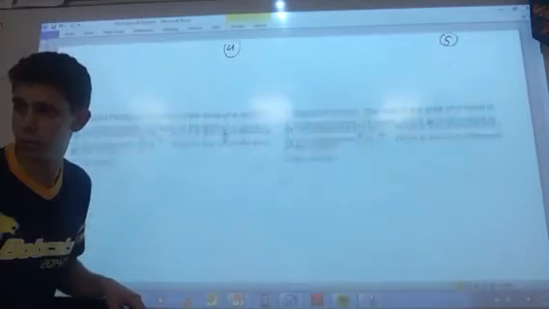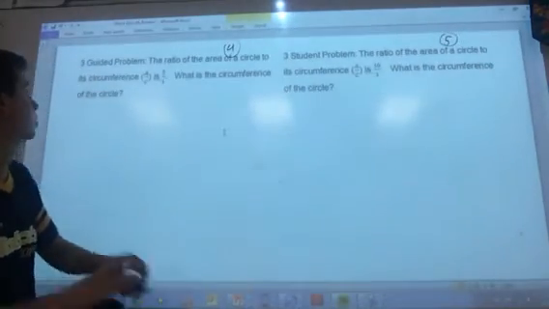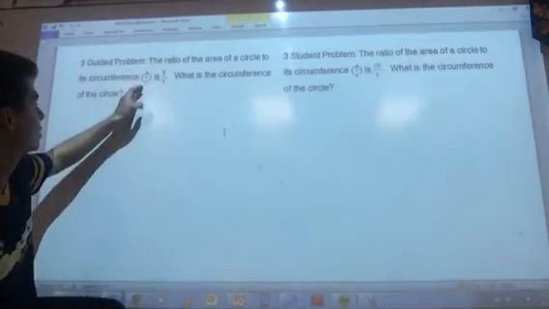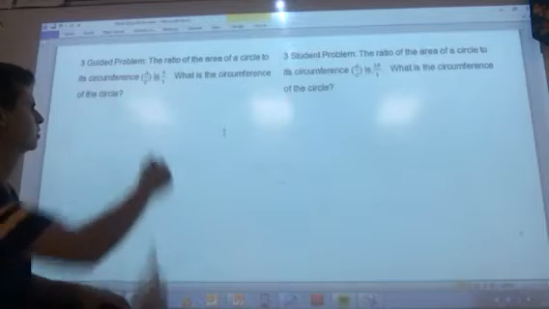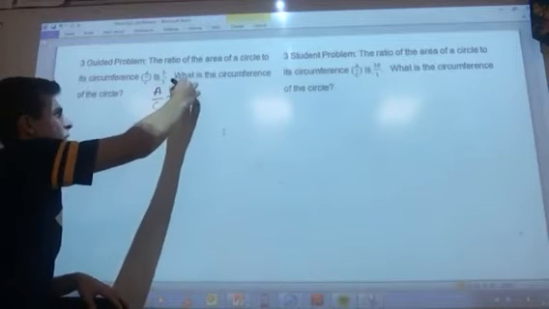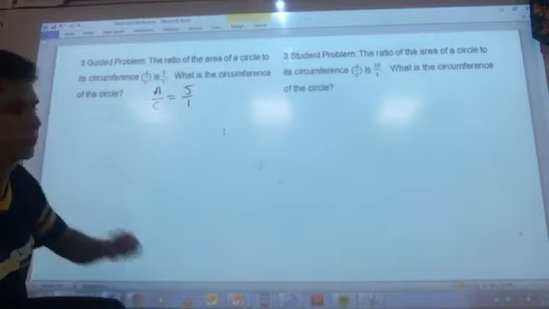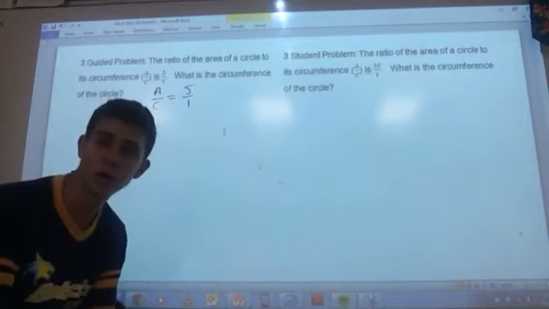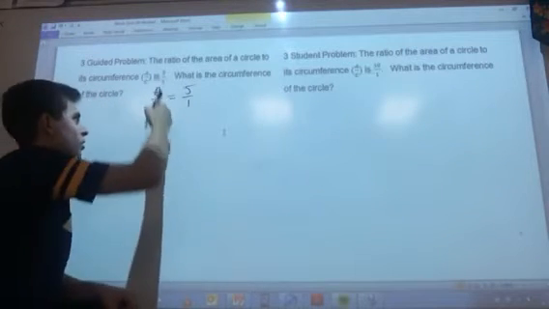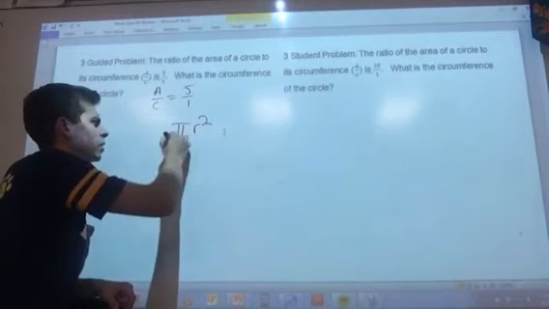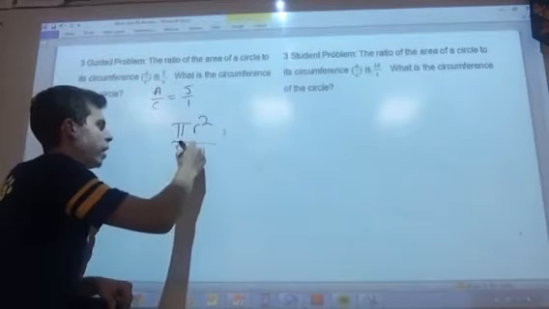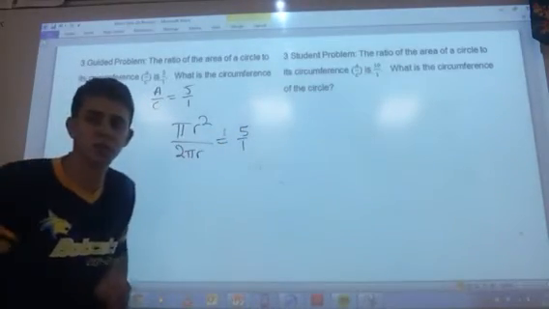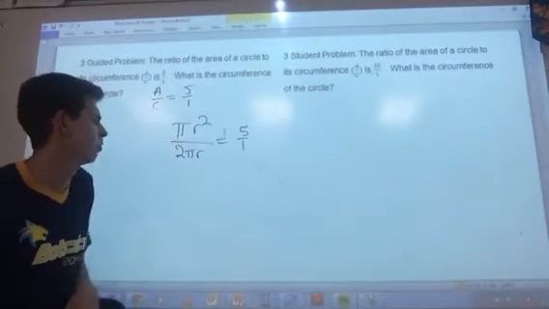Our last problem. The ratio of the area of a circle to its circumference, A over C, is 5/1. What is the circumference of the circle? Well, let's plug in what we know. We're not given a whole lot of numbers, but we do know the formulas. The area of a circle is pi r squared, and the circumference is 2 pi r, and that's equal to 5/1. So basically, this is just a complicated solve for x problem, or solve for the radius.